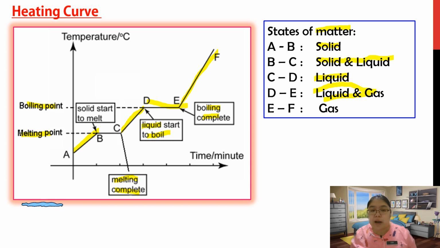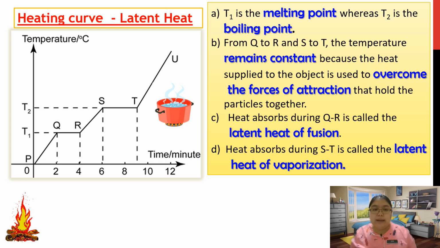That's the last part for the boiling point. So E to F, the temperature continues to increase. In this situation, the matter has all become gas already. Now we go through the points to explain the situation. T1 stands for melting point, then T2 is the boiling point.